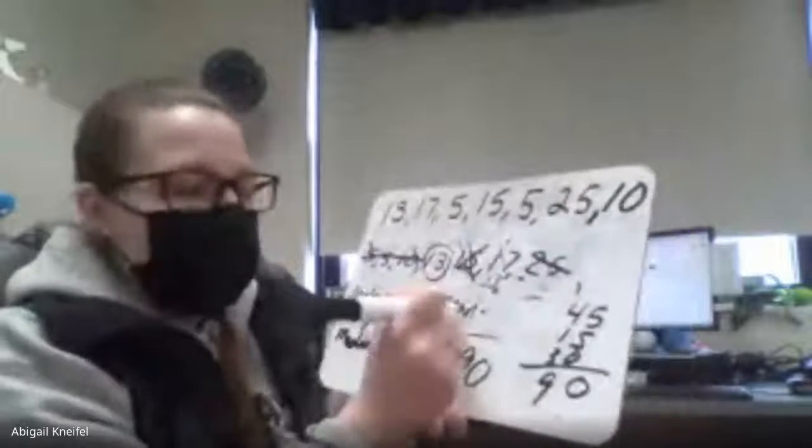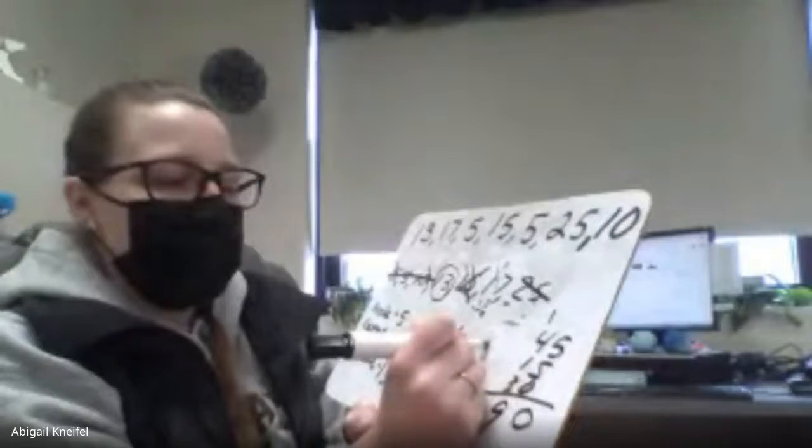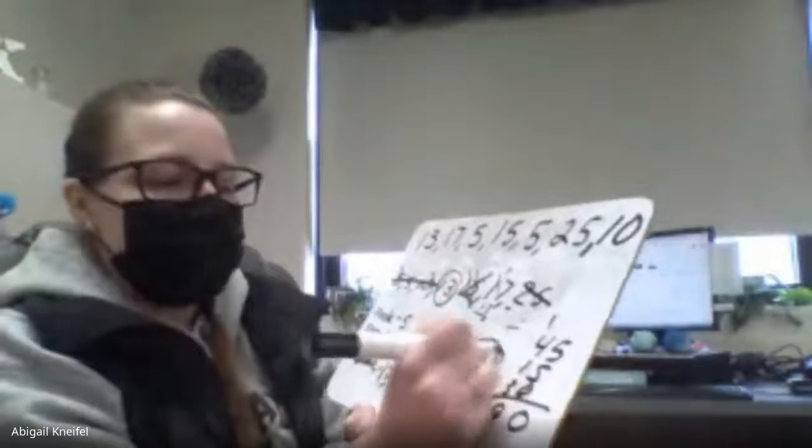90 divided by 7. 7 can go into 9 one time, which is 7, 2 left. 7 can go into 20 two times, which is 14. 20 minus 14, remainder 6. Your mean is 12 and 6/7. I repeat, 12 and 6/7.